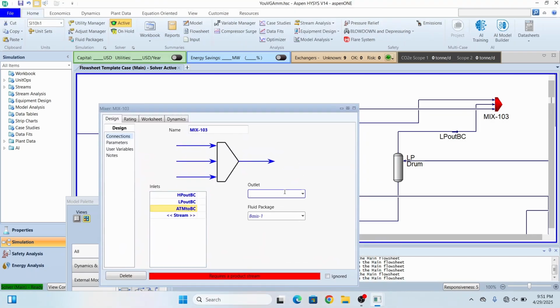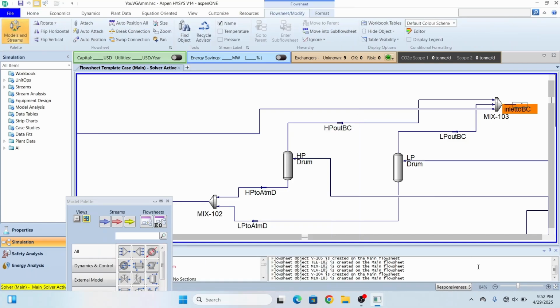Now you can see that all three have been added to this mixer. Now what I'm going to do is add all my low pressure streams to a booster compressor, and from that booster compressor, after increasing the pressure to 25 kg, I will recycle all these streams back to our main drum from which we were obtaining liquid ammonia. So you can write it as inlet to booster compressor.